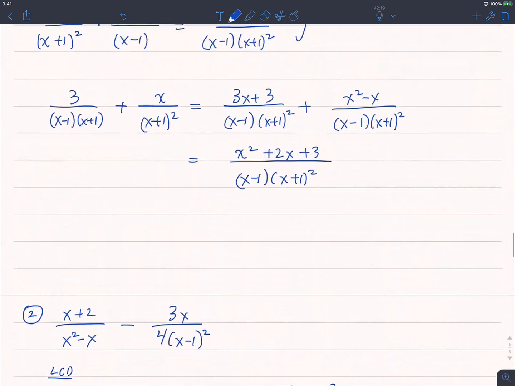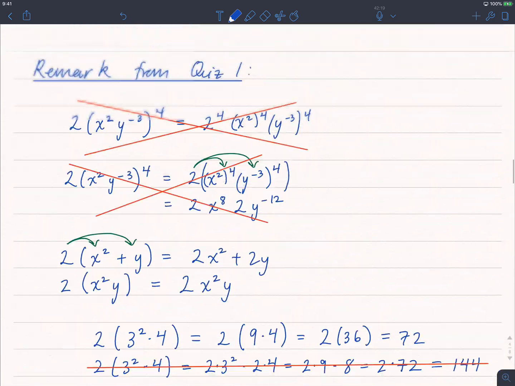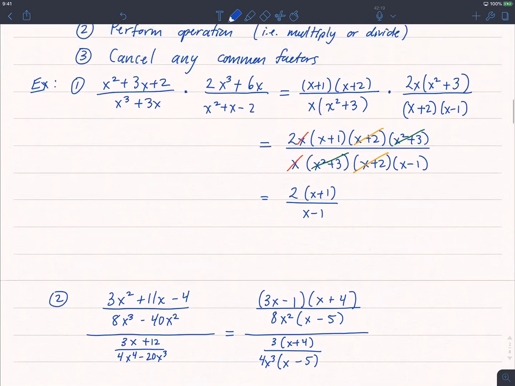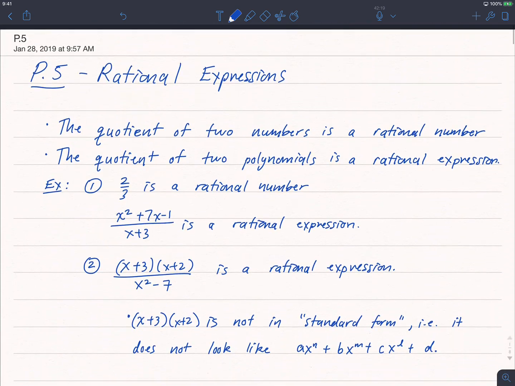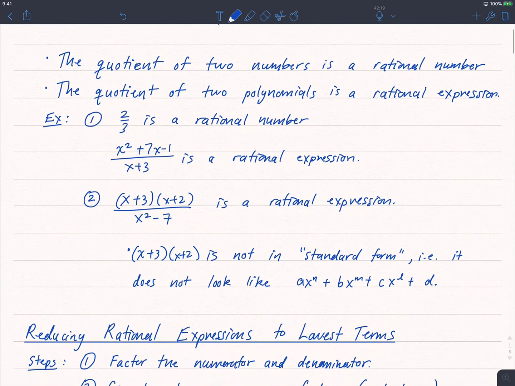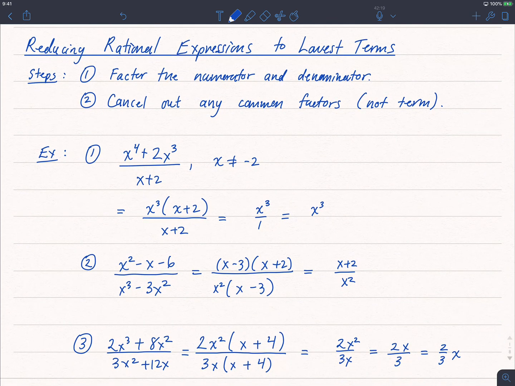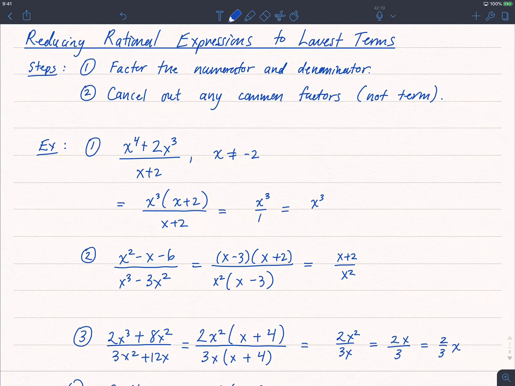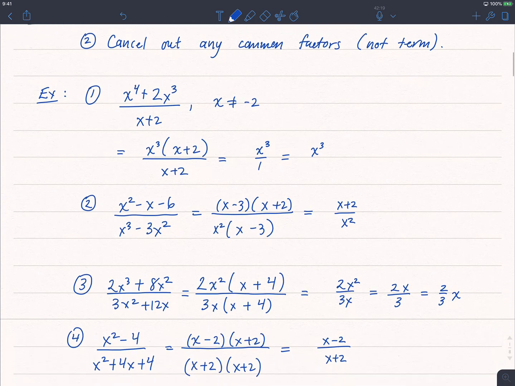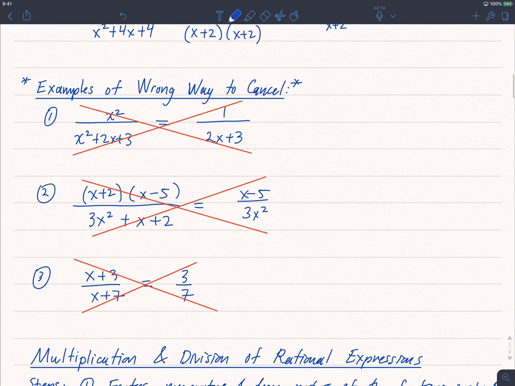We learned how to simplify. Let's go to the top here. So we learned how to simplify or reduce rational expressions to their lowest terms. We factor both the numerator and denominator, and then cancel out any common factors. And we emphasize that we cancel out factors, not terms. So we looked at examples of the wrong way to cancel. Just to emphasize it one more time, because it's a very common mistake.